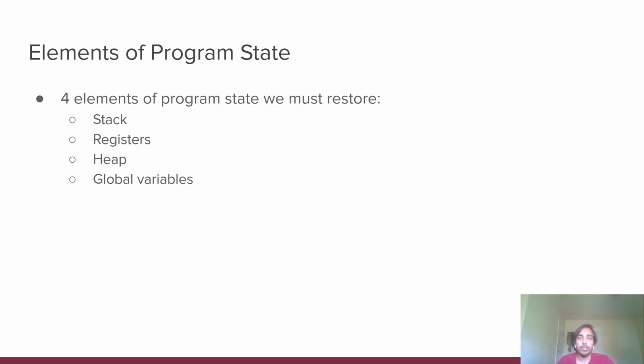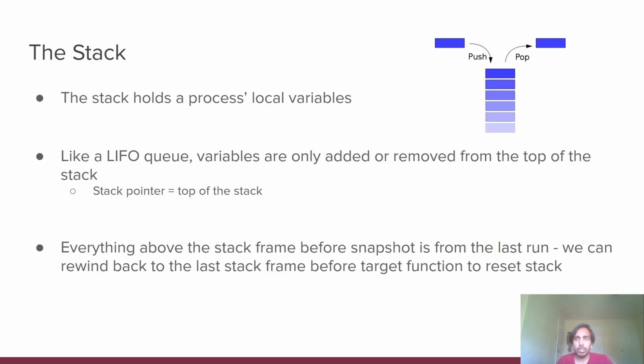Now we look at what program states we must restore in order to get a correct execution of the target. There are four major program states that we must restore for fuzzing purposes, and these reside on the stack, the registers, the heap, and the global variables. Now we'll look at each of them separately. So first up, the stack.